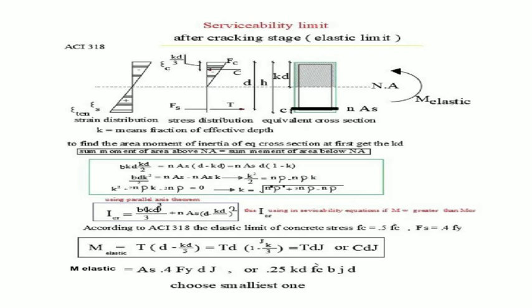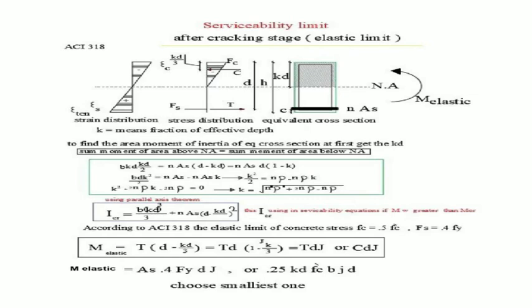So we will substitute T by As fy times 0.4, because we have two limits of elastic cross section in ACI. We can use 0.4 f yield or 0.5 f'c. We substitute by these two values and the smallest value will control. So the M elastic equals As times f yield times 0.4 times j times d, or 0.25 kd f'c b times j times d, where j is 1 minus k divided by 3.